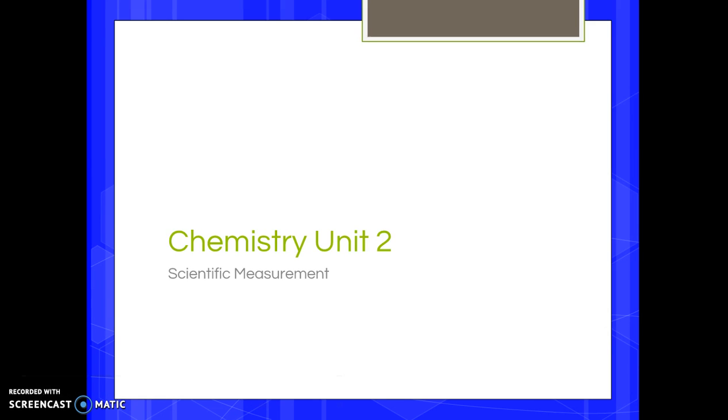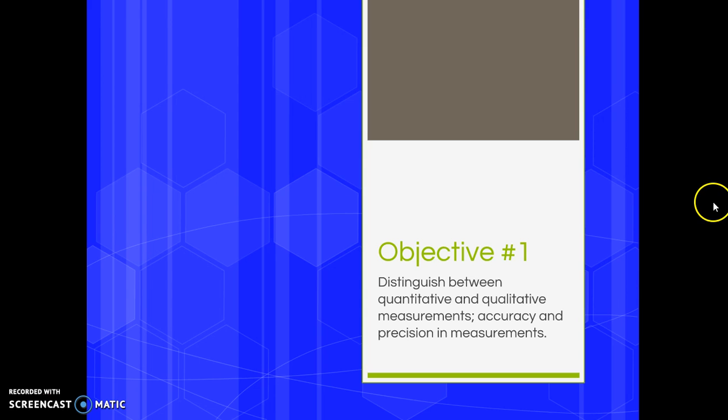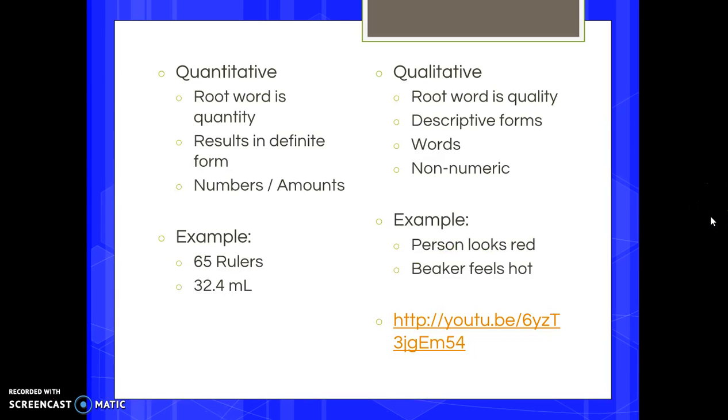The Unit 2 we're going to get ready to get started on is about scientific measurement. So I'm just going to go ahead and switch slides. This is going to be objective number 1, distinguish between quantitative and qualitative measurements. We're also going to talk about accuracy and precision, so some basic vocab terms in this objective.